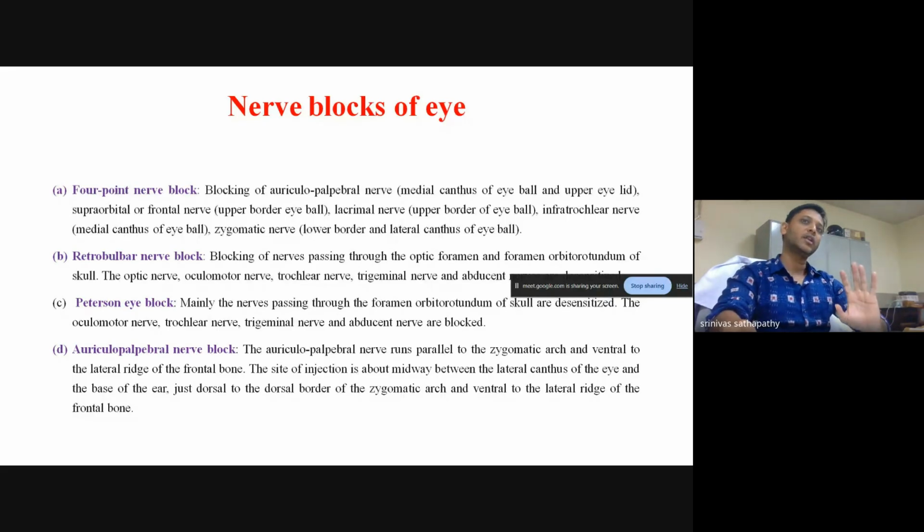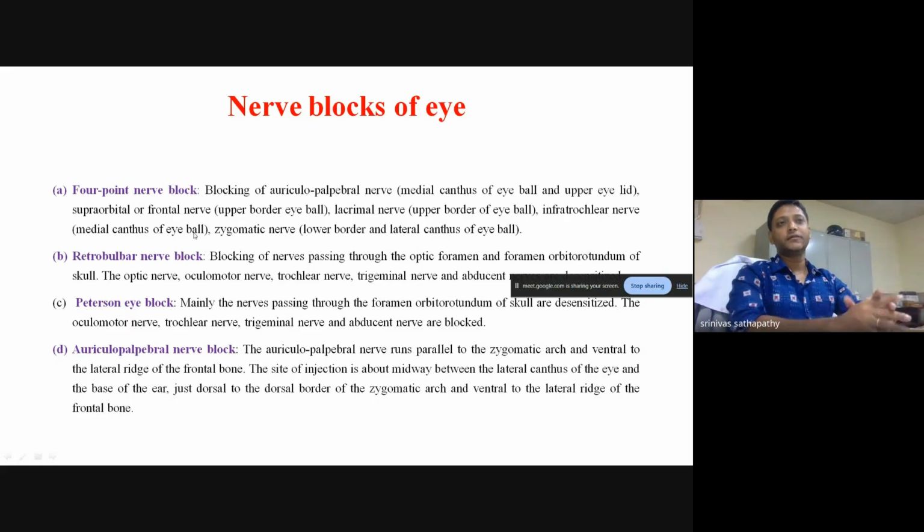So whether you are injecting the solution at the upper border, medial canthus, or lower border, basically you are blocking the branches of the trigeminal nerve. And the last one, the lateral canthus of the eye, is the auriculopalpebral nerve. So upper border, lower border, lateral canthus, medial canthus, at 4 different points surrounding the eyeball, you are injecting the anesthetic solution one by one.